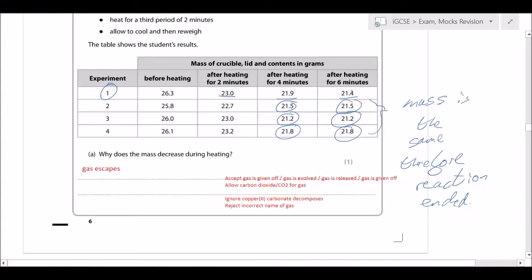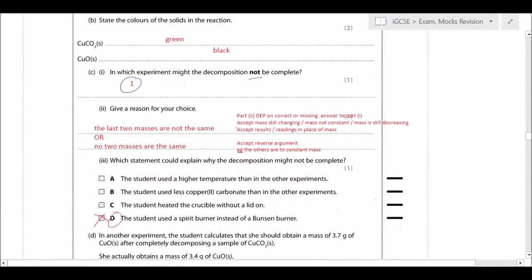Okay, but this one is still changing, so it's still going on. So we're looking at experiment 1. Give your reason for your choice. Well, the last 2 masses are not the same, or no 2 masses are the same. Okay, and there's a few things.